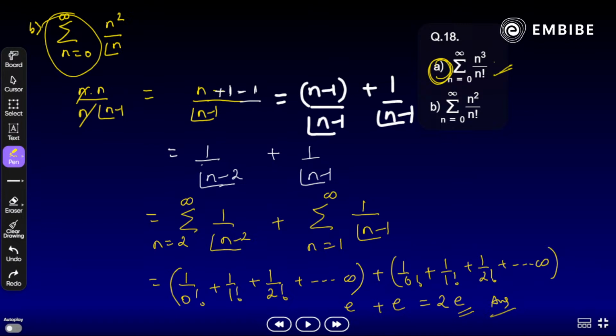Yes, can you do it? Yes, there is n cube. You just write it as n times n square by n factorial. We can write n minus 1. So what will we get here? n square by factorial n minus 1. Then again you can add or subtract 1 here. Simplify it. You have to just break it into 3 terms. Remember, yes, you will get 3 terms. Remember.